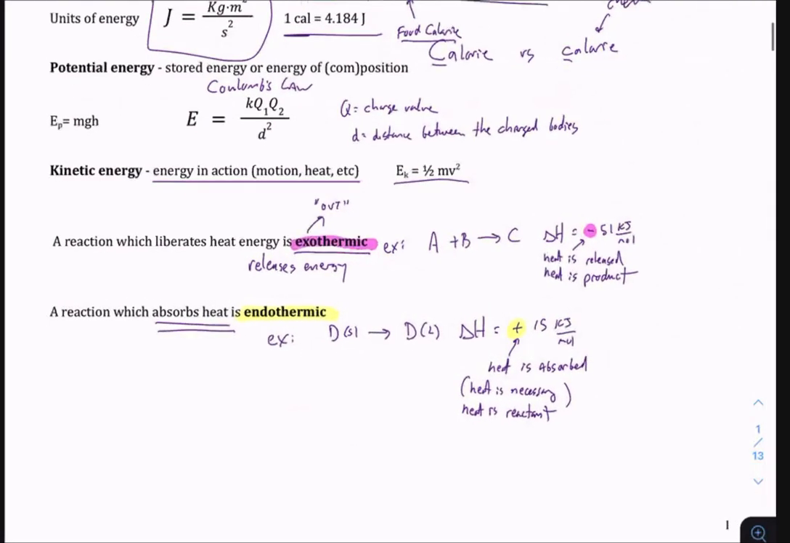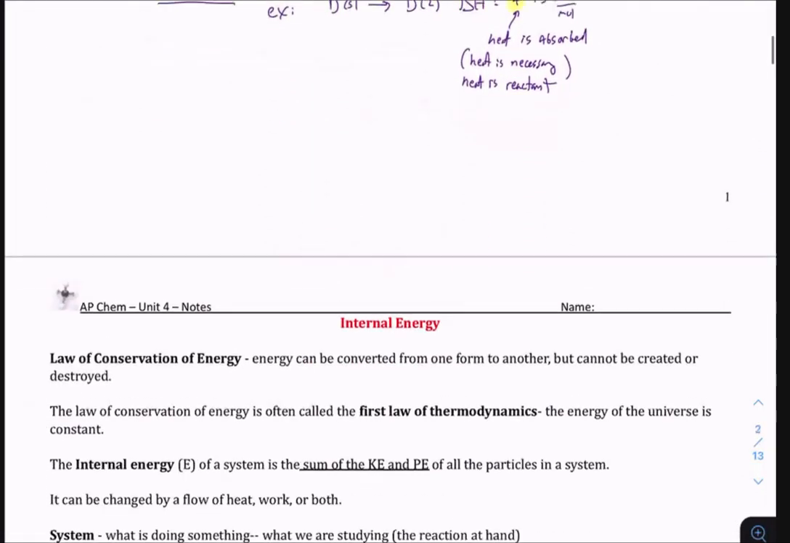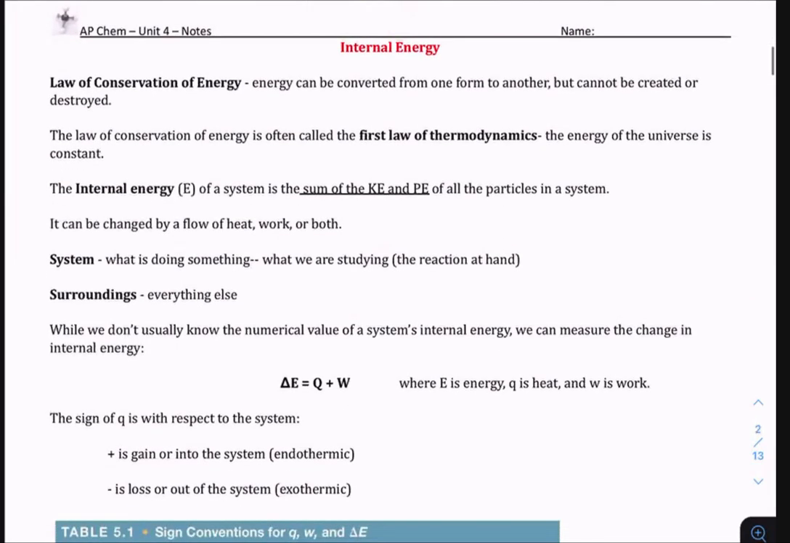Okay. Signs are important. Okay. Let's dig a little deeper.